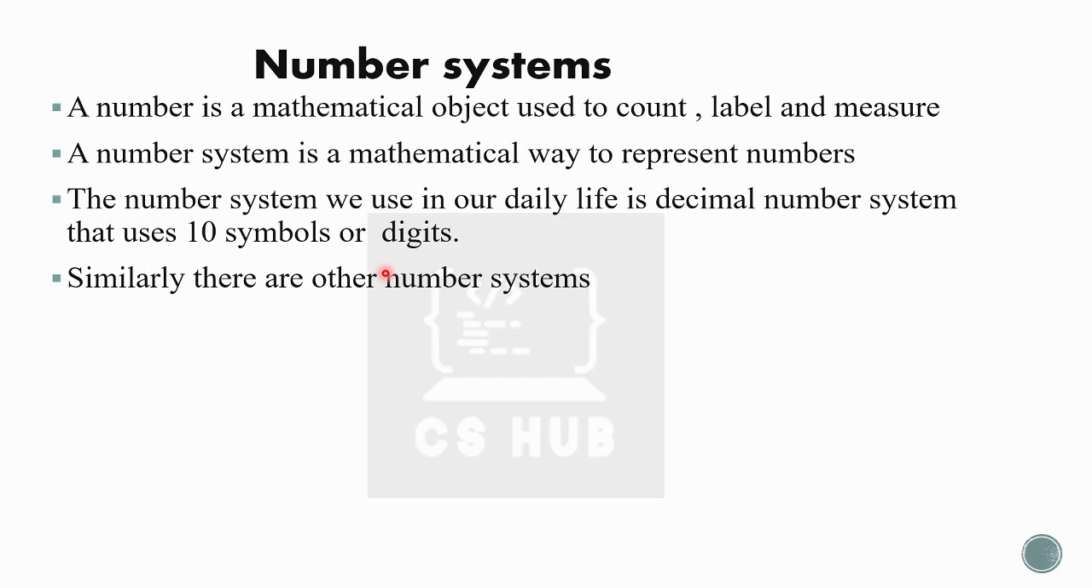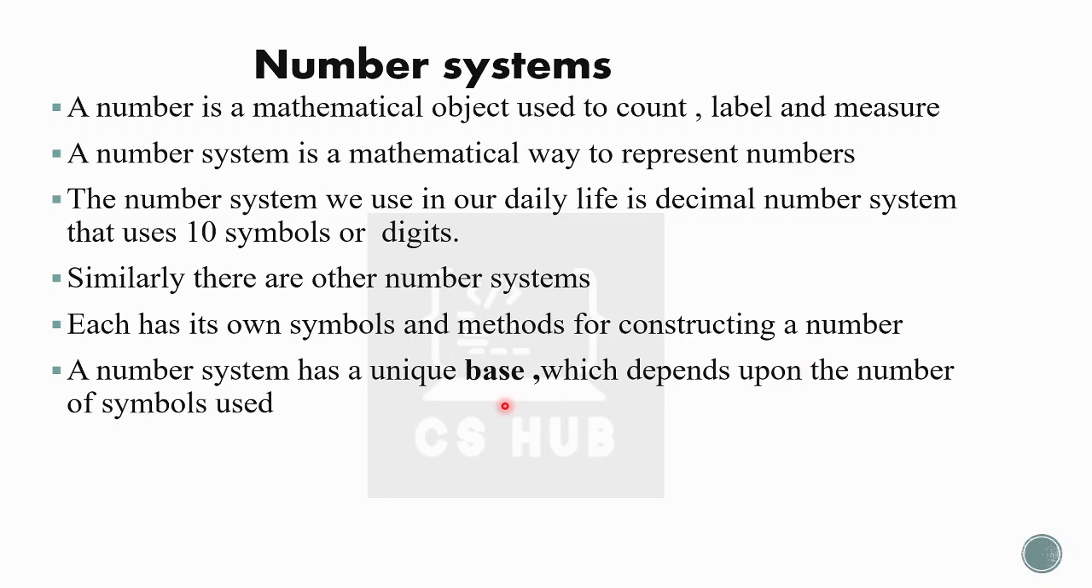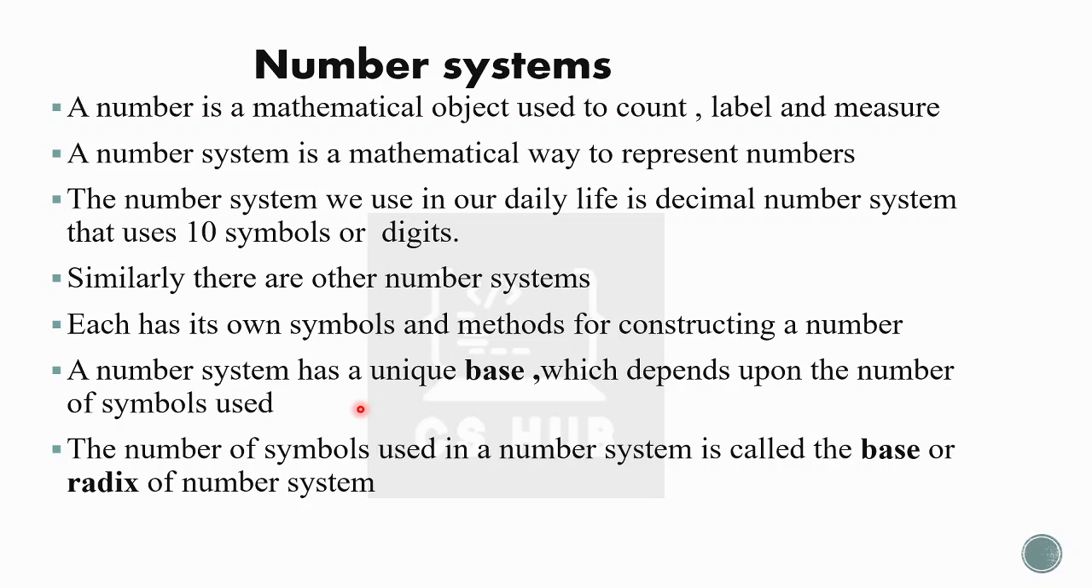Similarly, there are other number systems also. Each number system has its own symbols and methods for constructing a number. A number system has a unique base, which depends upon the number of symbols used. This point is very important. What is the base of a number system? The number of symbols used in a number system is called the base or radix of a number system.